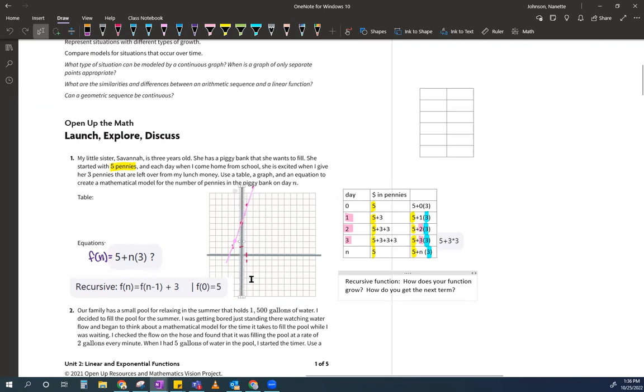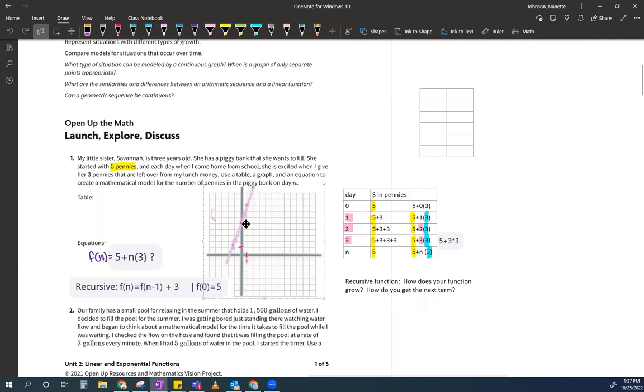I'm trying to unclick on it and I don't know why it's still highlighting it. There it goes. What is that point right there? What does that mean? What does day half and 6.5 pennies look like? What does day 0.5 and 6.5 mean? Does that make sense in this context?